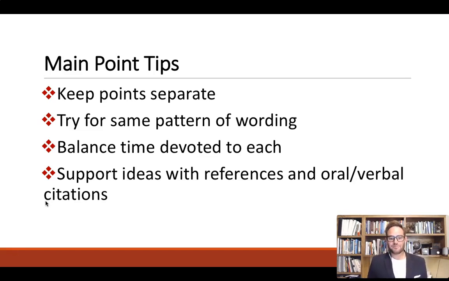Okay, so main point tips. So when developing our main points for our speeches, keep the main points separate. So you want to make sure that you essentially categorize your main points. Keep them in separate categories. This will help you as a speaker remember your three main points, and also it'll help the audience stay on track of the progression of your speech.